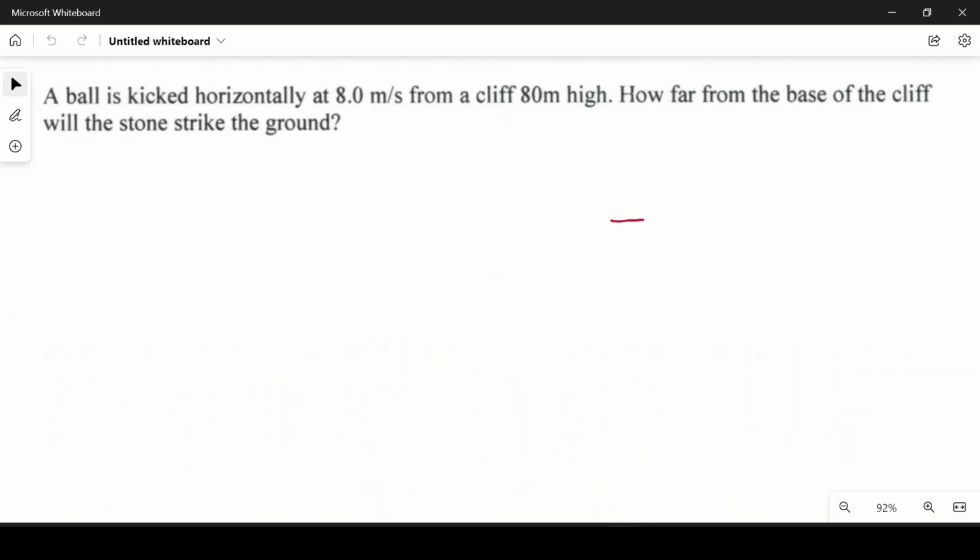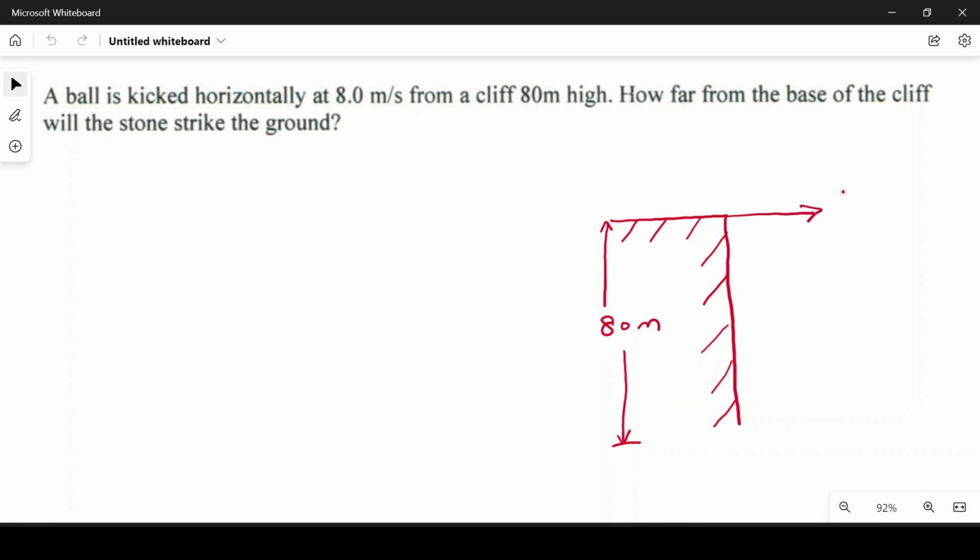Let's see. So this is a cliff. The height is 80 meters. The ball is kicked horizontally, so this is the velocity, 8 meters per second. How far from the base of the cliff will the stone strike the ground?